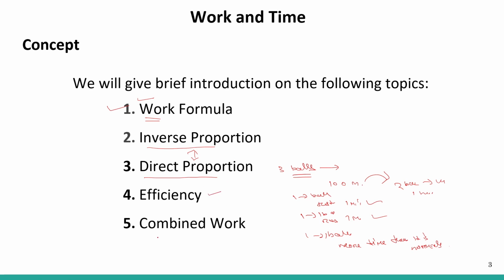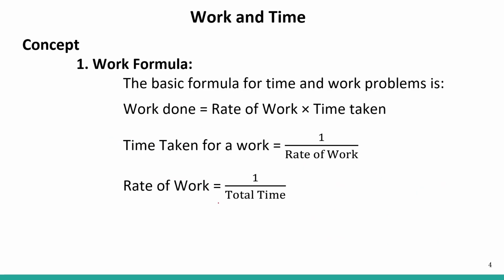We'll also see combined work. If 2 people are there and they have different efficiency, then how much time will they take? If we are given individual times, then how much will they take combined? These kinds of concepts we will learn in this topic: what is work formula, inverse proportion, direct proportion, efficiency, and combined work. So let's see what work formula is.